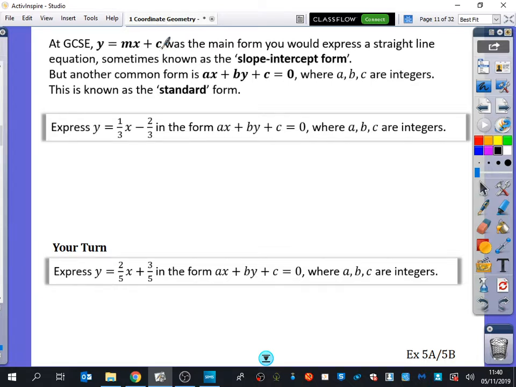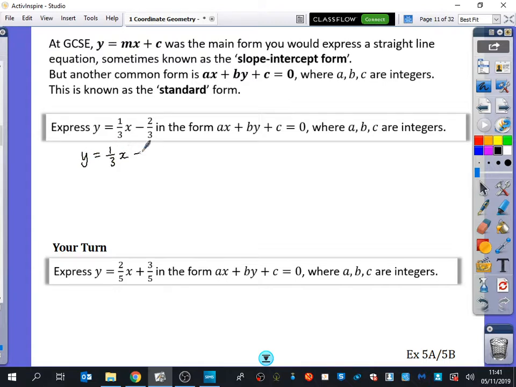But another common form is ax plus by plus c equals 0, where a, b, and c are integers. And this is known as the standard form. Okay, this is a standardized form of writing equations. So we're just going to have a quick go at doing this one here, and then it's finally over to you to do some practice. So at the moment, we have got it in its slope-intercept form.